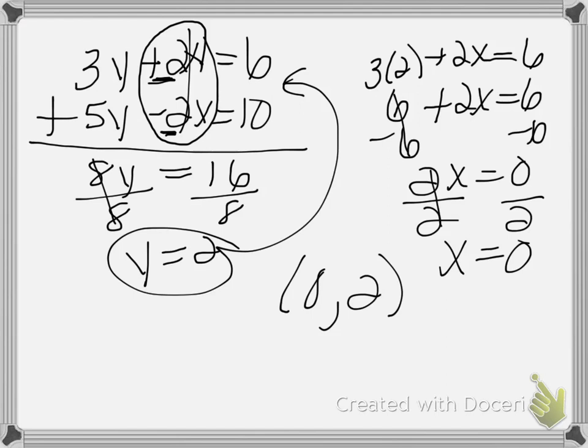So 2 times 0 becomes 0, 3 times 2 is 6, 6 plus 0 is 6. That one works. 5 times 2 is 10, 2 times 0 is 0, 10 minus 0 is 10. That one works. So I know that solution is also correct. Alright, one more example for you guys.